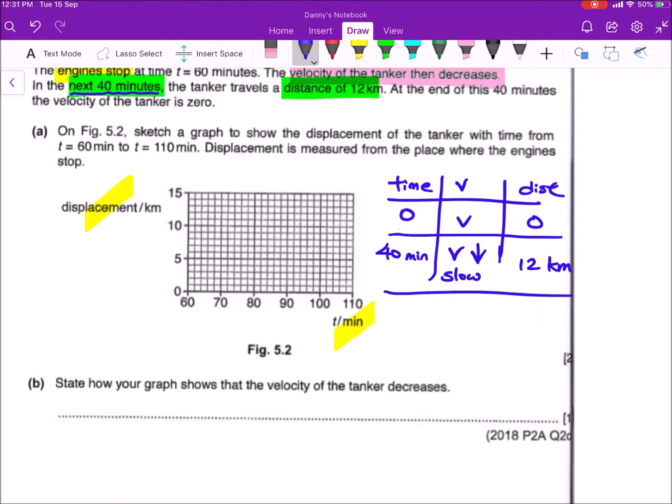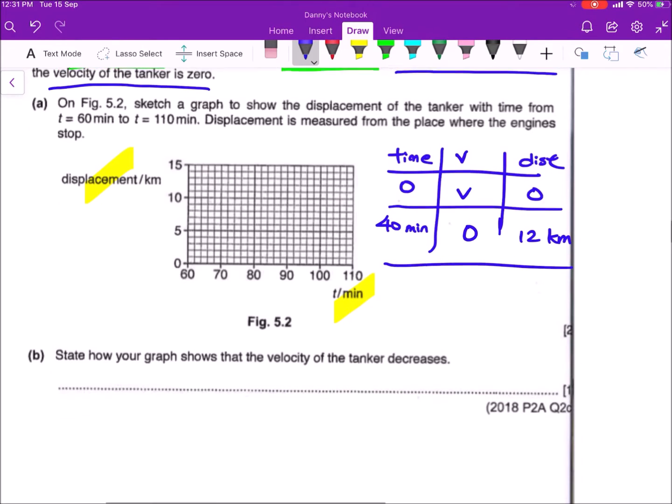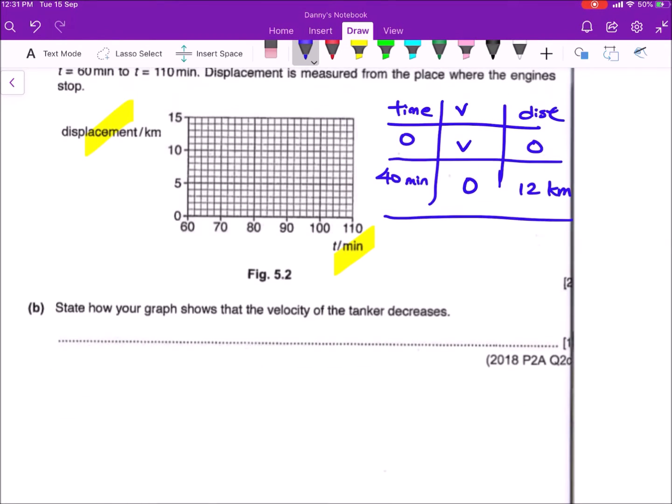Then after that, it says here, at the end of this 40 minutes, the velocity of the tanker is 0. So from reading this context, I realized that it is not just velocity slowing down. After 40 minutes, it actually stops, right? In another word, if I were to sketch this out in a velocity time graph, from 0, I start off with some velocity, and then after 40 minutes, basically my tanker will stop. Would this be a straight line?